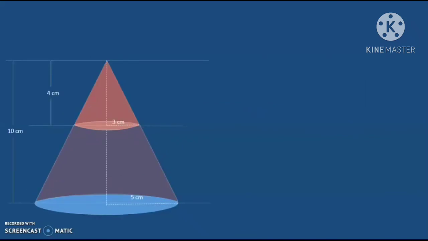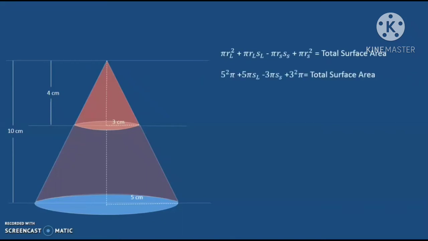So we are given the radius for both the large cone and the small cone. Let's plug that in, simplify the squares and rearrange it. We have 25π plus 5π times 5 minus 3π times 5 small plus 9π.